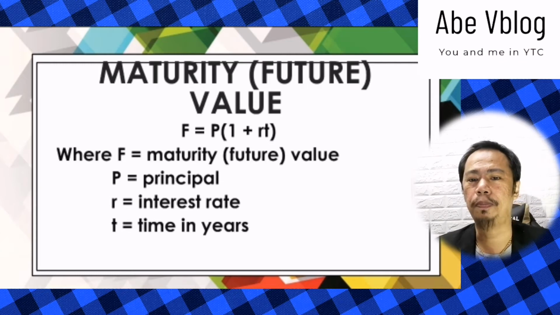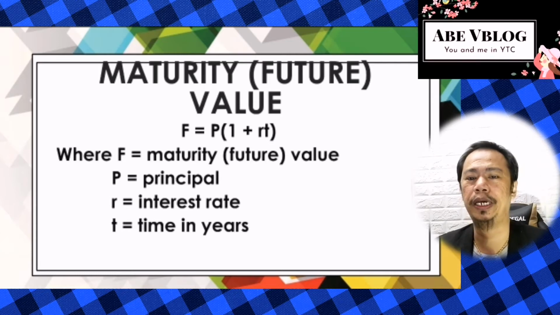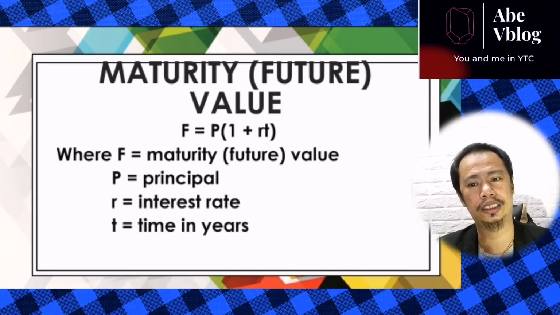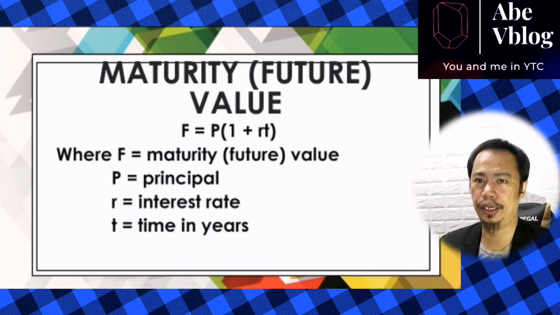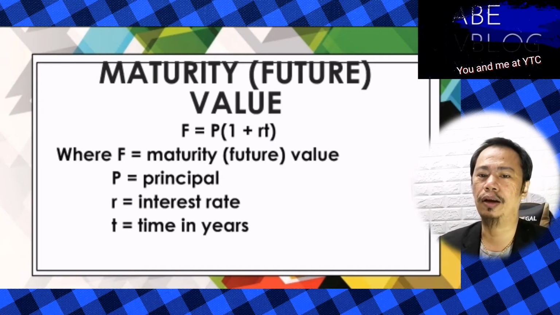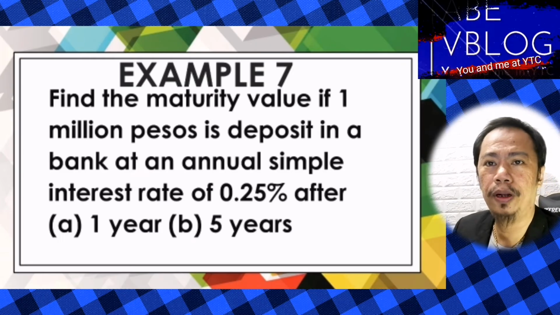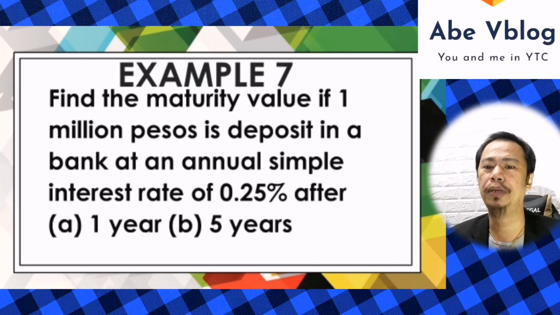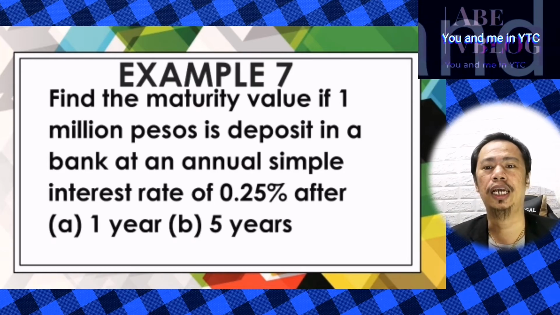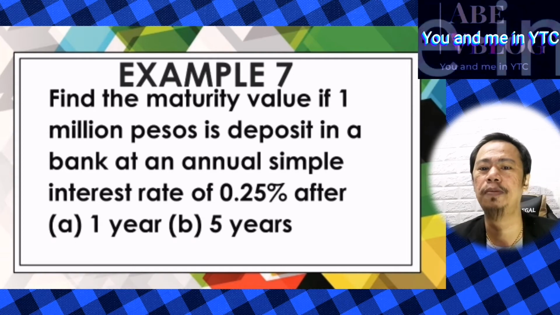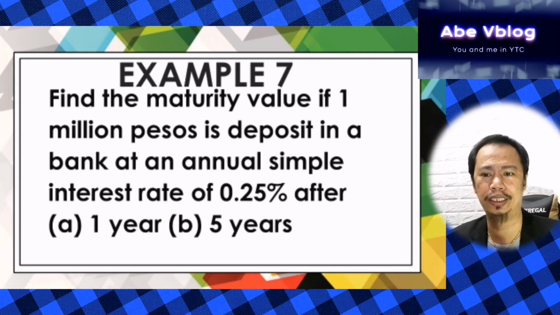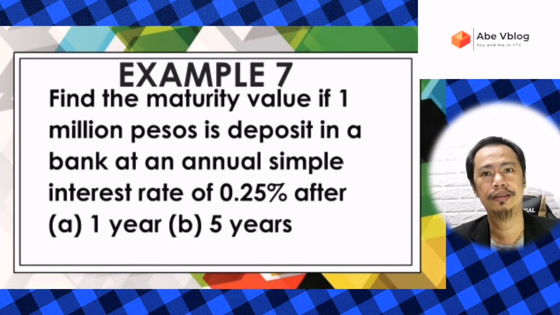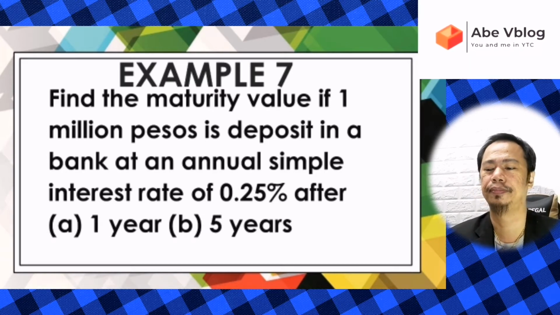So, F is the maturity value, P is the principal, R is the interest rate, and T is the time in years. Now, let's have an example. Example number 7. Find the maturity value if 1 million pesos is deposited in a bank at an annual simple interest rate of 0.25% after 1 year and 5 years.